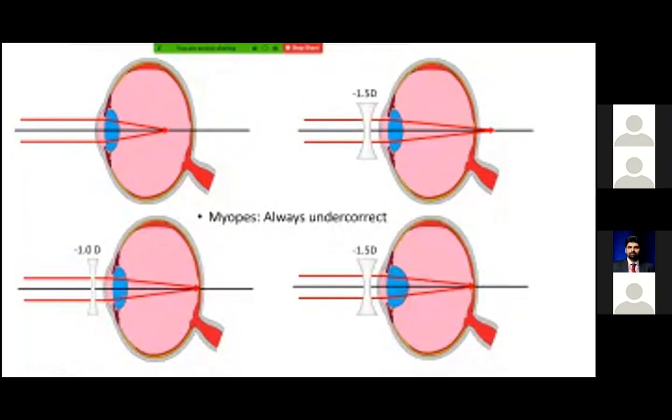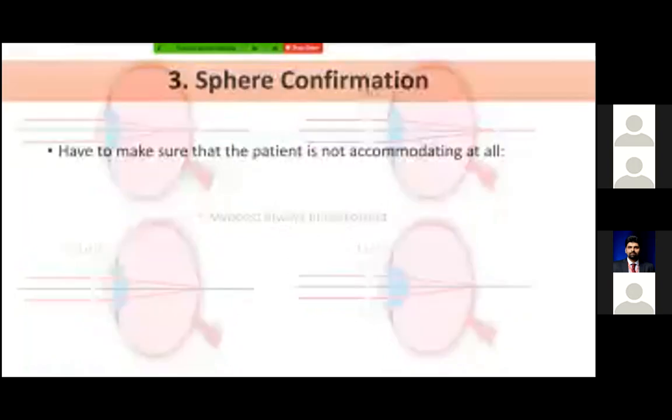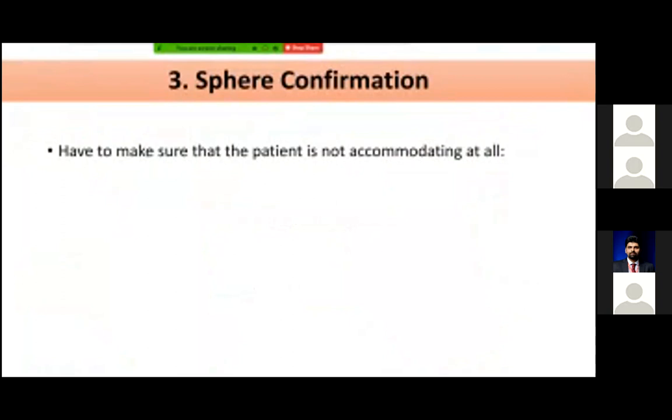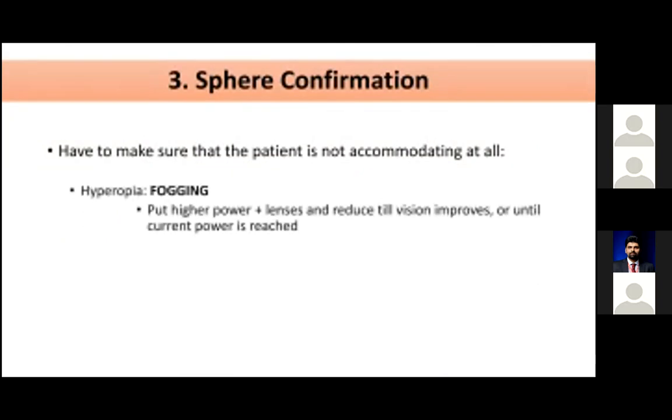So how do we make sure that the patient is not accommodating? We do that with this second sphere check. And there are two ways. For hyperopes, it is done separately. For myopes, it's done separately. For hyperopes, the method of making sure the patient doesn't accommodate is called the fogging method. In fogging, we put much higher power spherical positive lenses, and we do that until the visual acuity becomes bad, and then we rapidly remove those lenses until the visual acuity again improves back to normal.